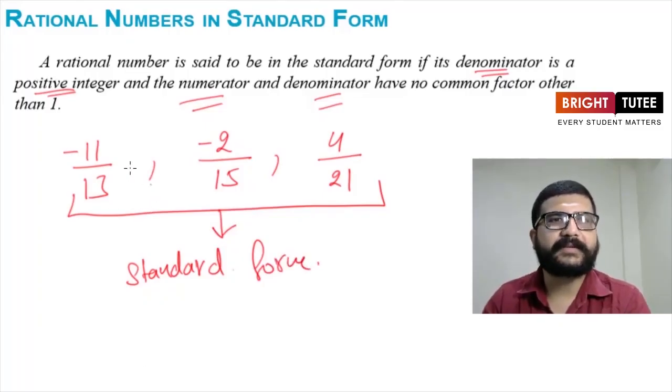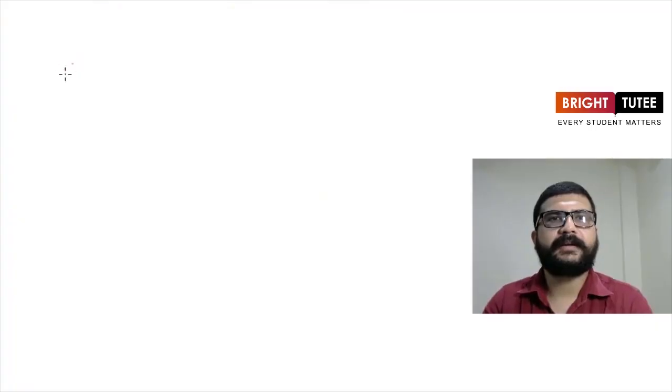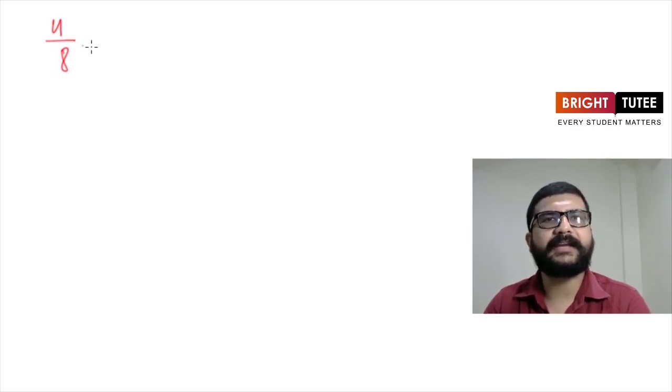Now let's try a few more numbers. Let us say we have the number 4 upon 8. What do you think about this number? Is it in standard form? What do we have to check for that? We have to check whether the denominator is a positive integer or not. Here the denominator is a positive integer.